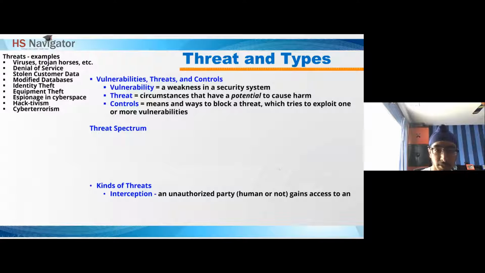And next, what we're going to talk about is the different types of threats and what they can do, the different threats to cybersecurity. So we're talking about ways to prevent them, and now we're going to talk about what threats we need to actually prevent against. There are three main types. There's vulnerabilities, which are weaknesses in your security system. There's threats, which are circumstances that have a potential to cause harm. And there's controls, which are means and ways to block a threat, which tries to exploit one or more vulnerabilities.